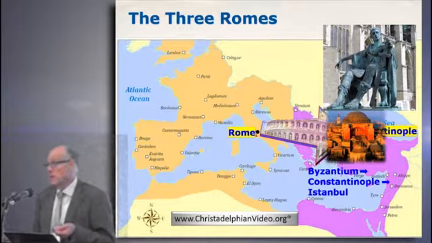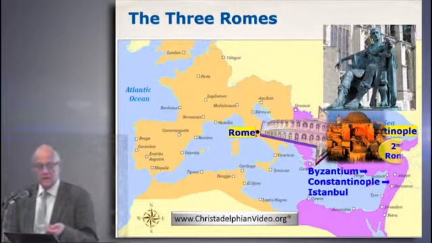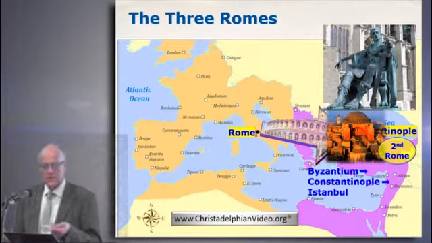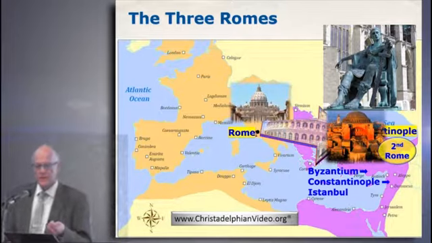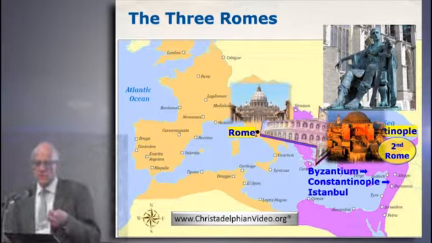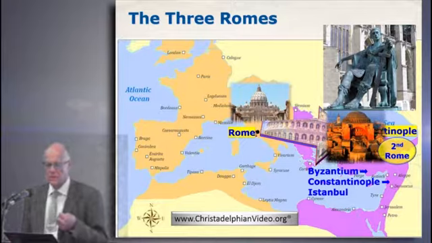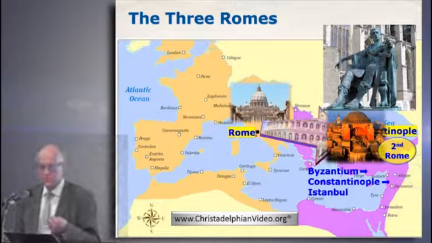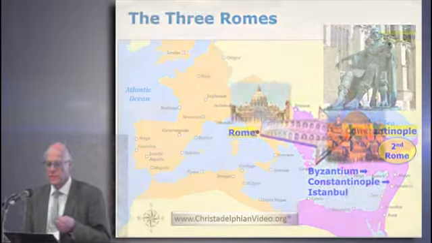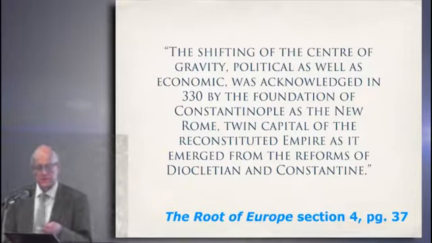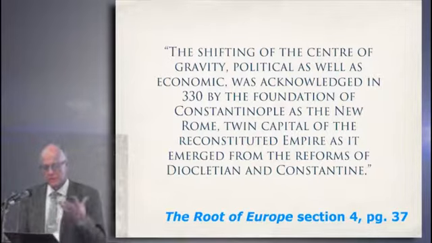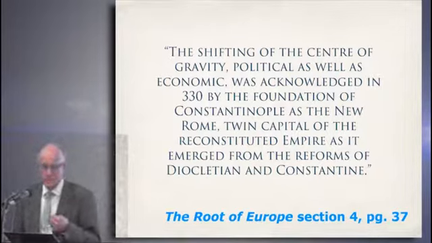And that continued, as we know, until 1453, when Constantinople was overthrown. So the shifting, this is from a book, The Root of Europe, the shifting of the centre of gravity, politically as well as economic, was acknowledged by 330 by the foundation of Constantinople as the new Rome, twin capital of the reconstituted empire, as it emerged from the reforms of Diocletian and Constantine. Those were emperors. So this was now the new base for Rome, Rome II, the Second Rome.